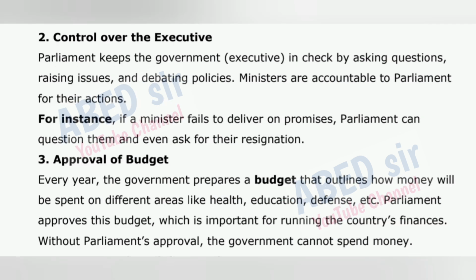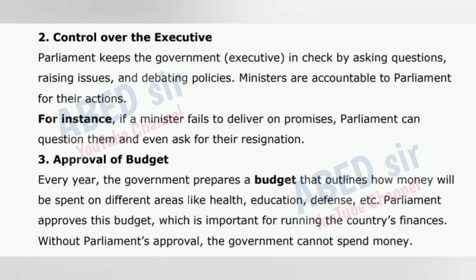2. Control over the executive. Parliament keeps the government, the executive, in check by asking questions, raising issues, and debating policies. Ministers are accountable to Parliament for their actions.